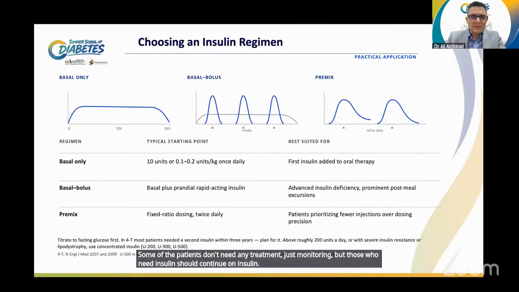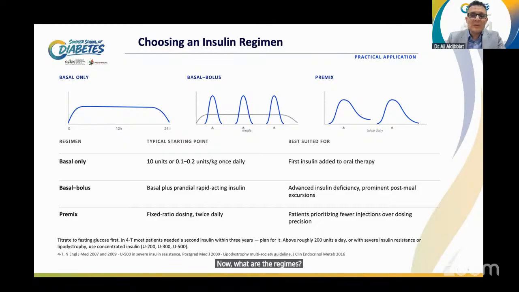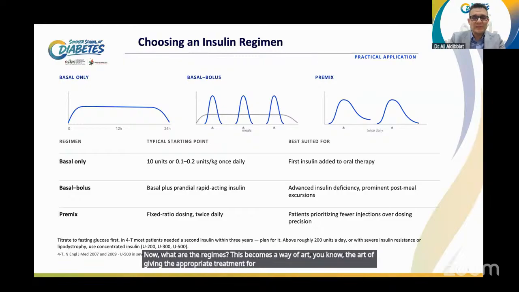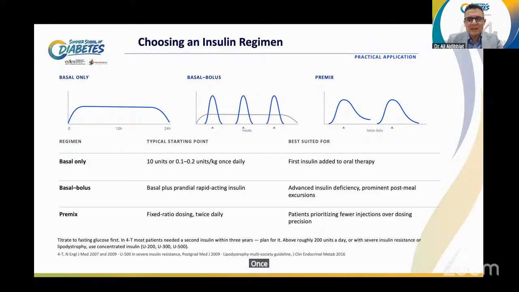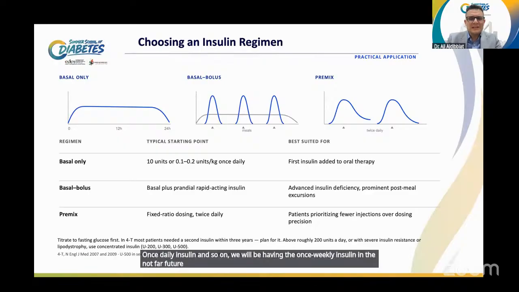Now, what are the regimes? And this becomes an art, the art of giving the appropriate treatment for the appropriate patient. For example, if the patient has high fasting glucose and they just need general support, giving basal insulin can be the best approach moving forward. Once daily insulin, and soon we will have once weekly insulin in the not too far future, becomes a really nice adjunctive therapy to support and offload the burden on beta cells.